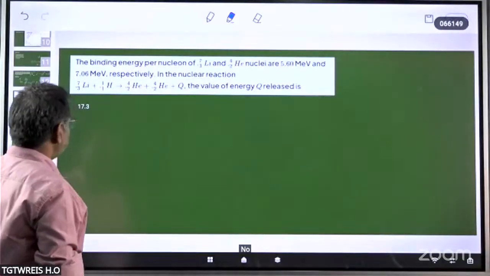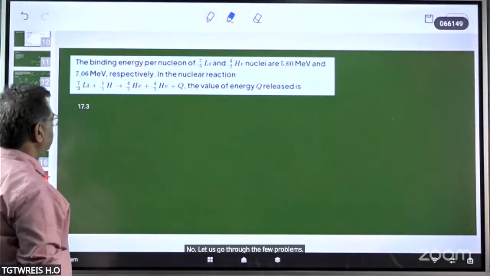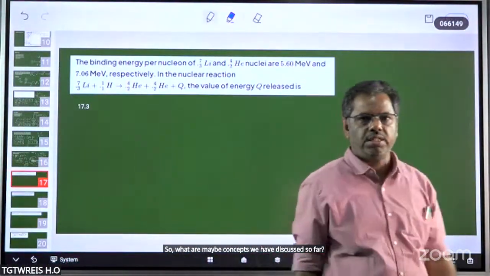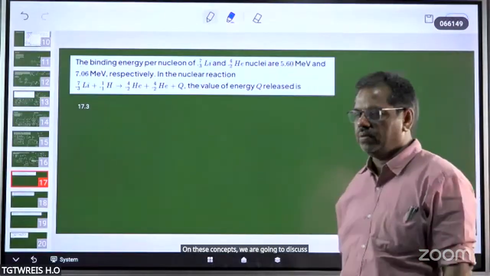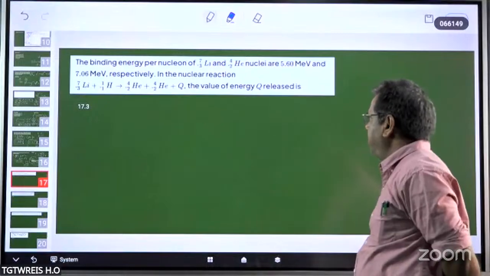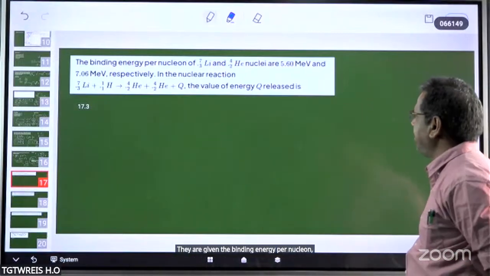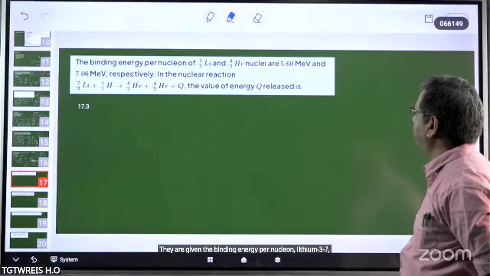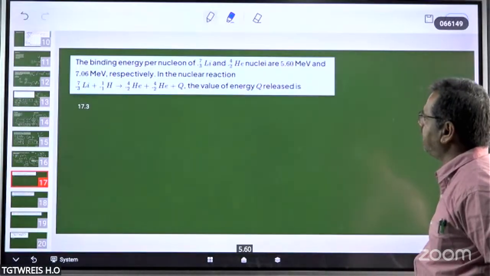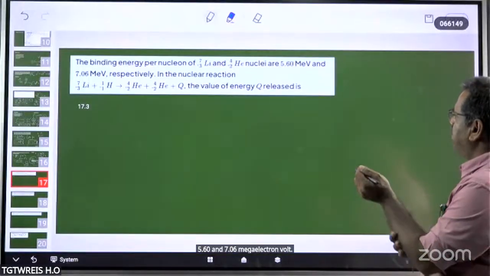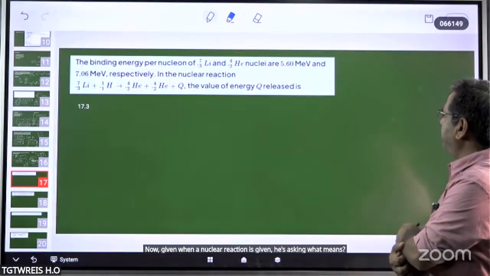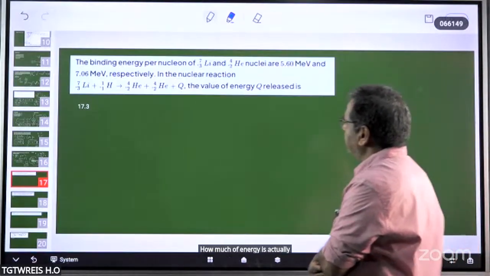Now, let us go through a few problems. On the concepts we have discussed so far, we are going to discuss the problems. Here, given the binding energy per nucleon of lithium 3,7 and helium 2,4 as 5.60 and 7.06 mega electron volt. One nuclear reaction is given, and he is asking how much energy is released.